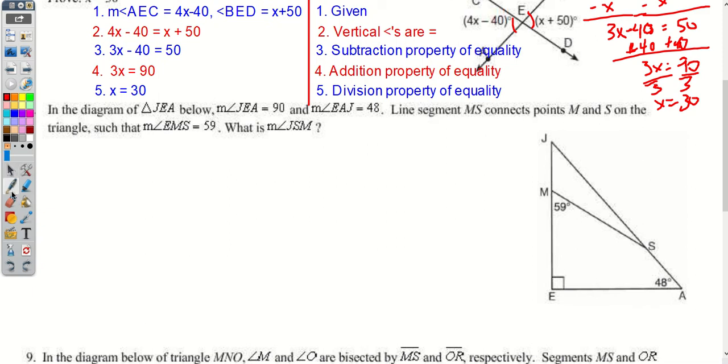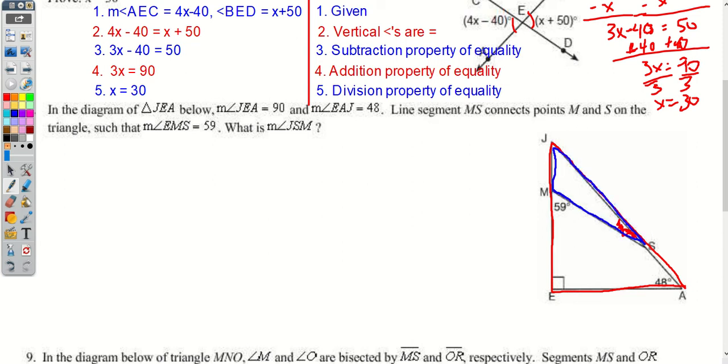In the diagram below of triangle JEA, right, that's 90 degrees. EAJ is 48. Line MS connects points M and S on the triangle such that this is 59. Find the measure of angle JSM. So we're trying to find the measure of this angle right here. Okay, we have to use the fact that we have a few different triangles here, right? We have the really big triangle all the way around. And we also have this smaller triangle that JSM is part of, which is right here.